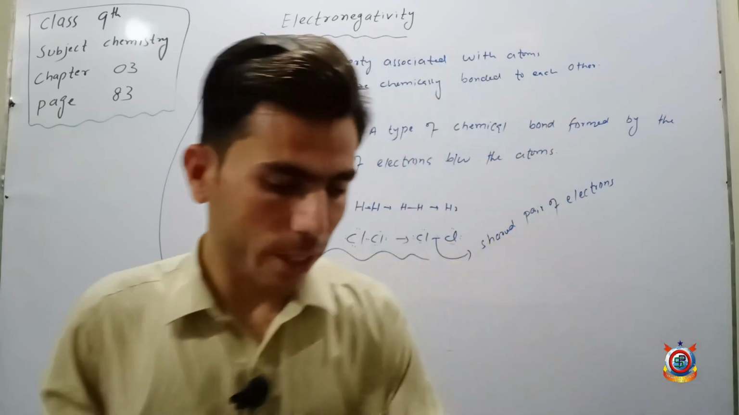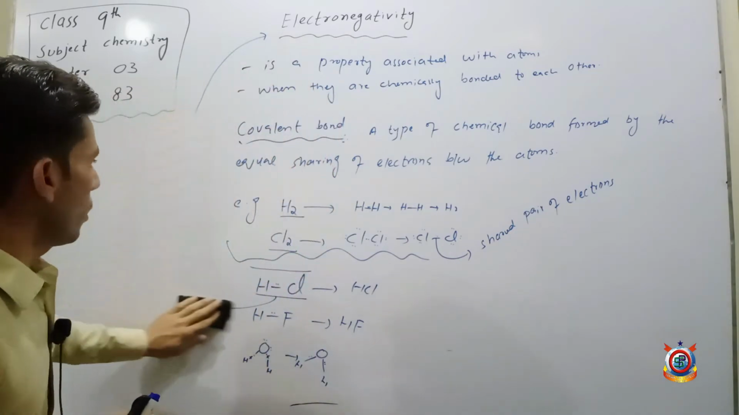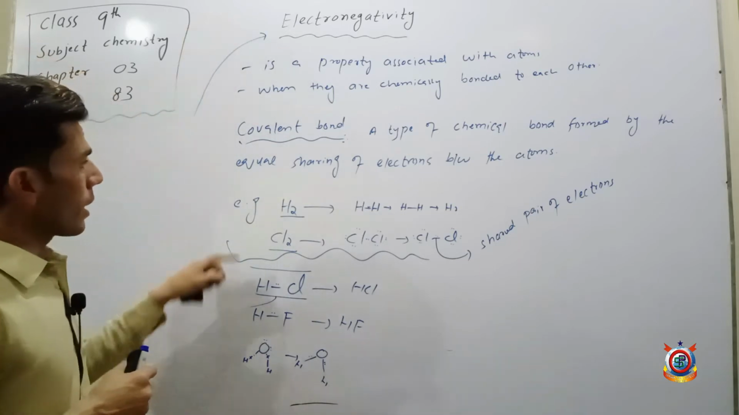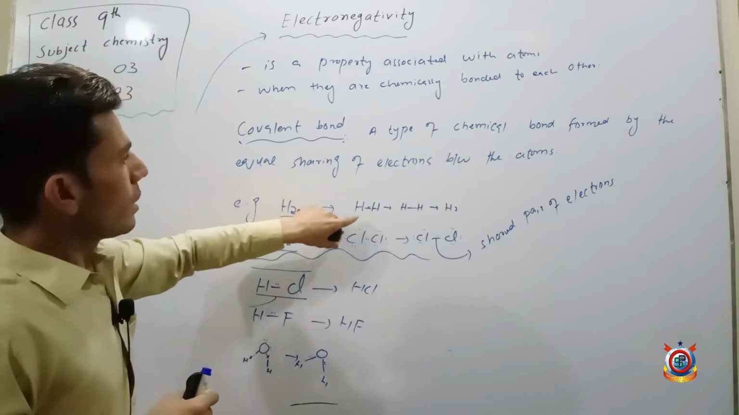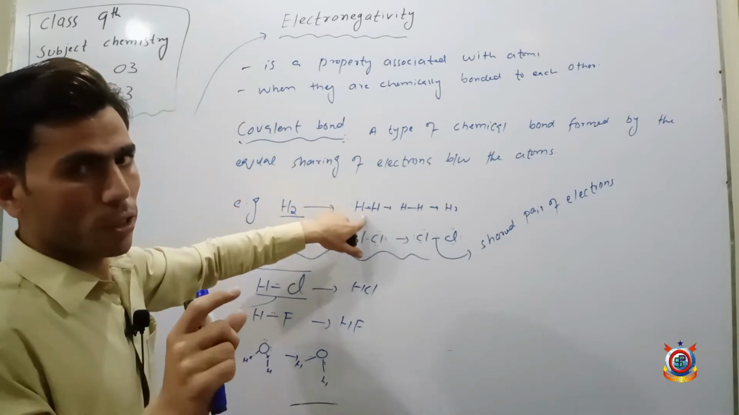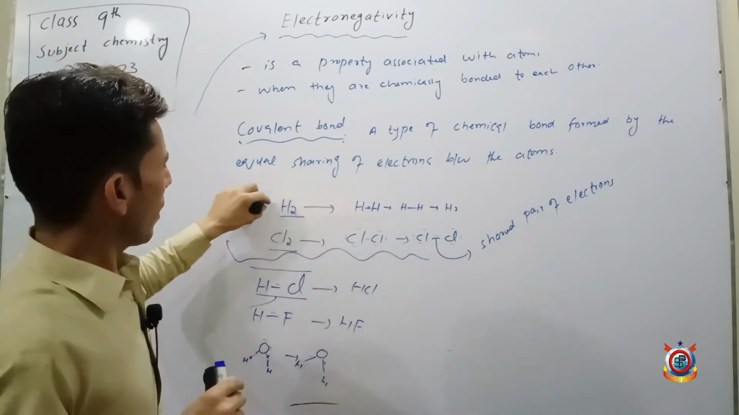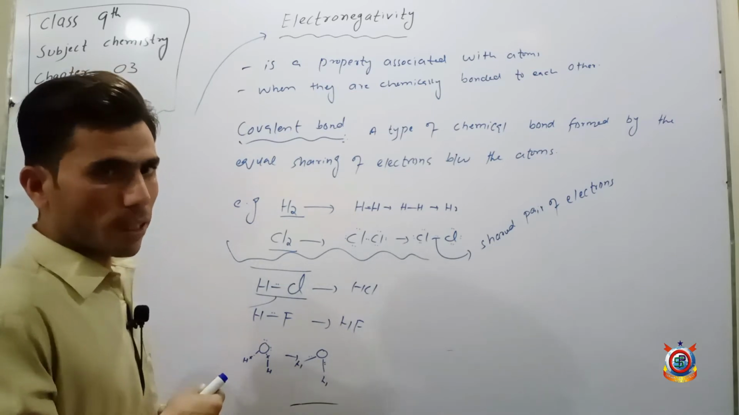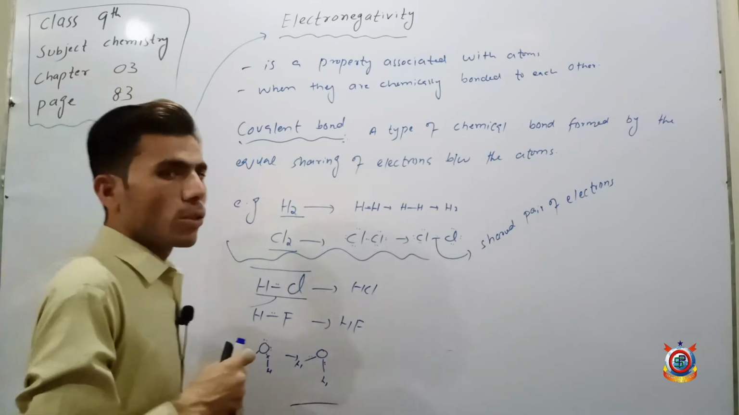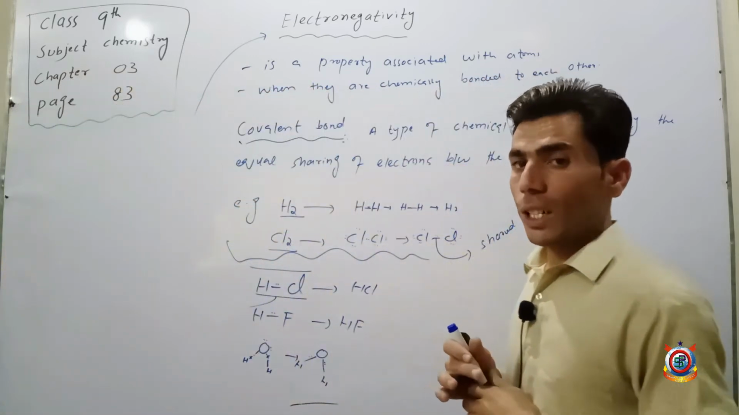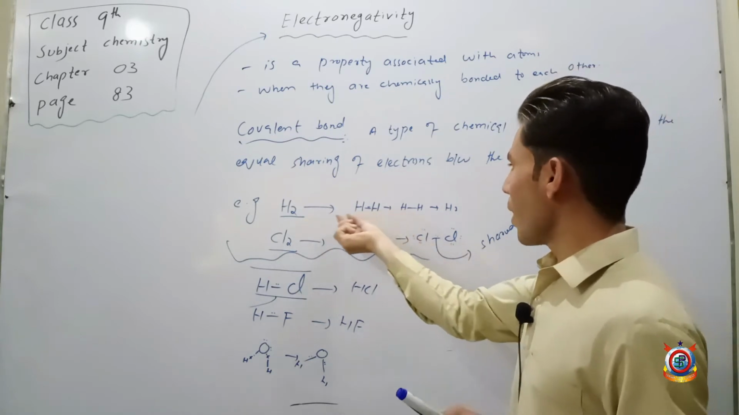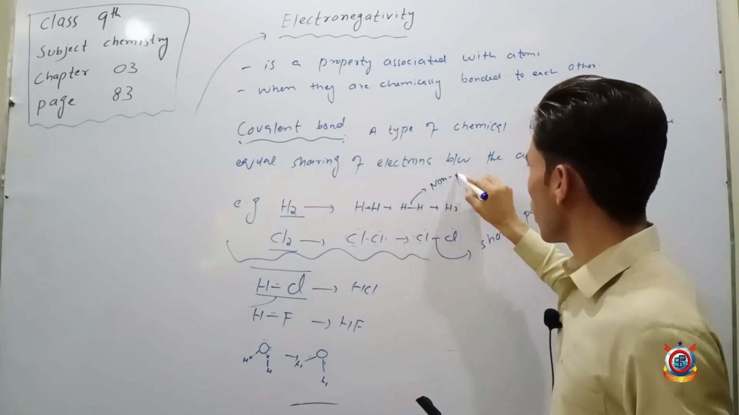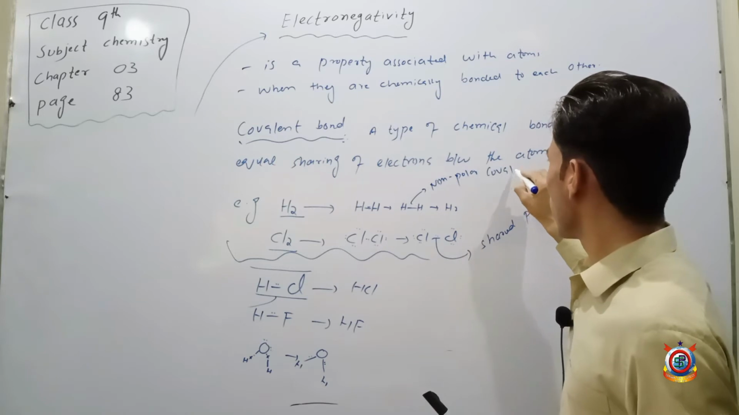The ability of an atom to attract the shared pair of electrons towards itself in a covalent bond is called electronegativity. In the case of same atoms, their electrons are equally attracted to the nuclei of both atoms. So when similar atoms are bonded together, there is no concept of electronegativity. And the bond formed between atoms of the same element is called a non-polar covalent bond.